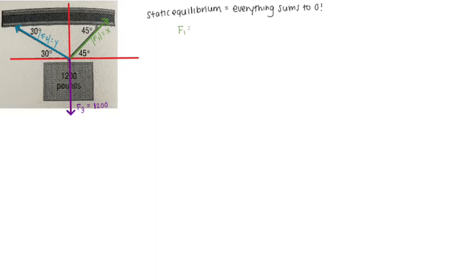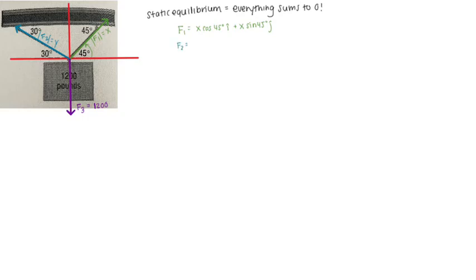All right, so force 1. In order to break something into its horizontal and vertical components, we take the magnitude, which we're calling x here, multiply it by the cosine of the angle in standard position, in this case 45 degrees, because it's 45 degrees from the positive x-axis. That's the i-hat direction. And then again, magnitude times the sine of 45 degrees in the j-hat direction, or the vertical direction.